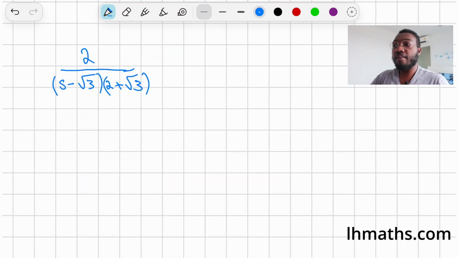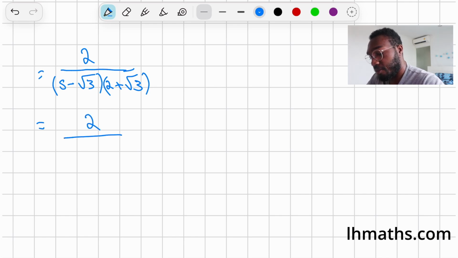Okay, so for this question, we have 2 over 5 minus root 3 times 2 plus root 3. To do this question, first thing first, we need to expand the brackets on the denominator first, and then we just apply the normal formula we've been doing this whole time. So if we do that for this question, what we get is we get 2.